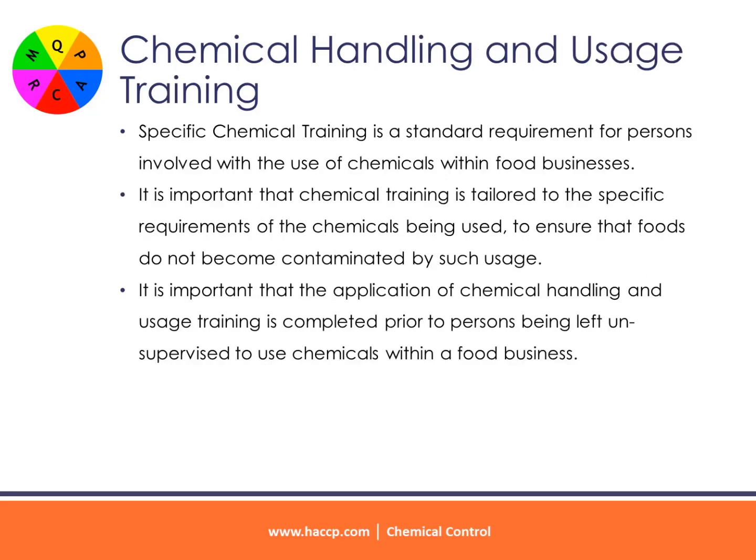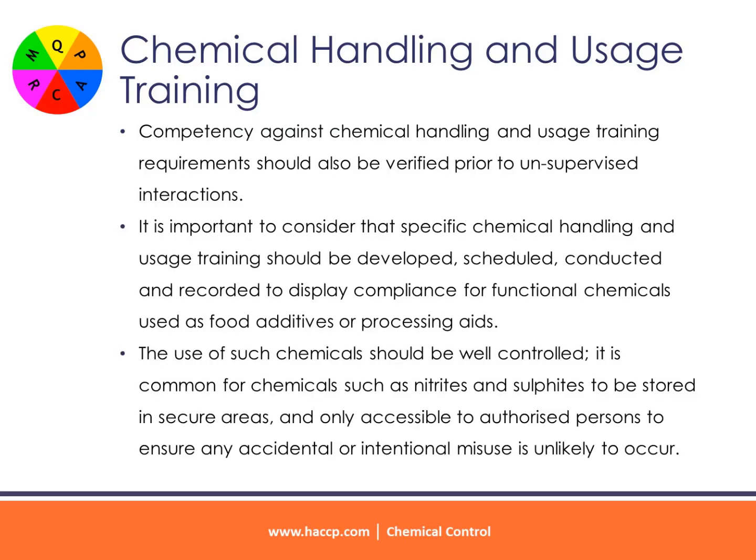Chemical handling and usage training. Specific chemical training is a standard requirement for persons involved with the use of chemicals within food businesses. It is important that chemical training is tailored to the specific requirements of the chemicals being used, to ensure that foods do not become contaminated by such usage. It is important that the application of chemical handling and usage training is completed prior to persons being left unsupervised to use chemicals within a food business. Competency against chemical handling and usage training requirements should also be verified prior to unsupervised interactions.